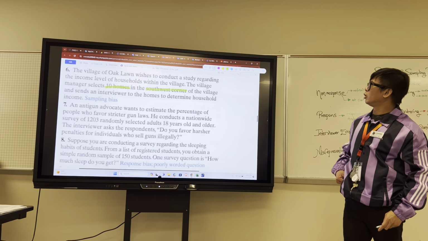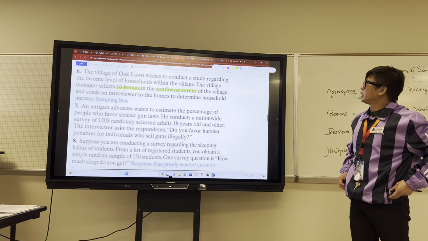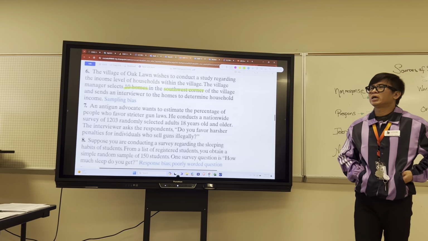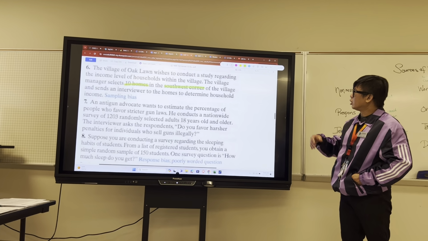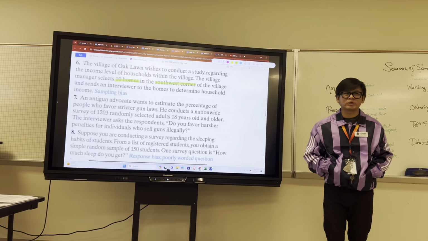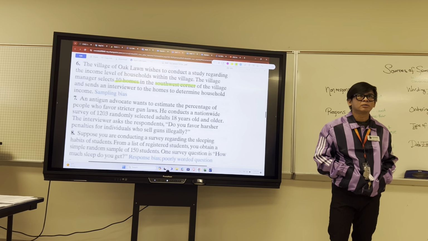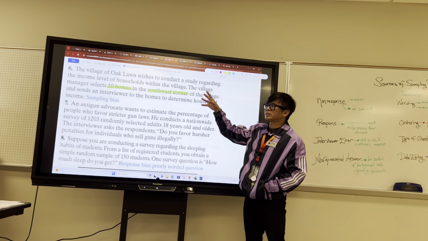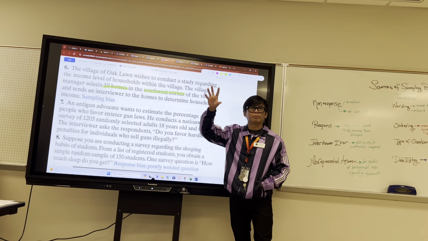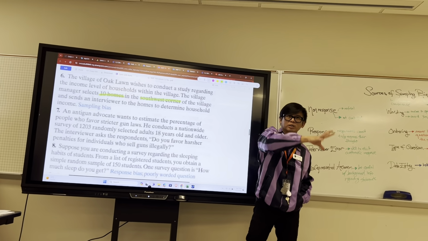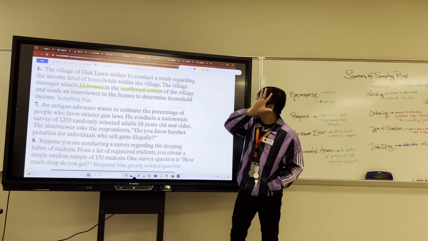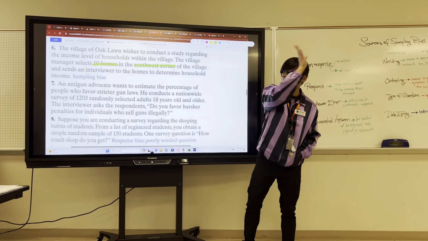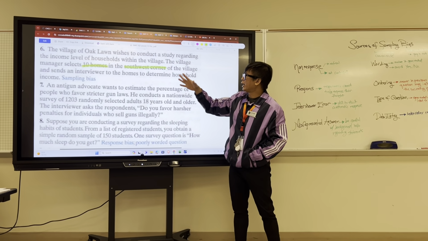income. Okay, so Oak Lawn decided to select 10 homes in just one corner of that village, right? So what's the problem with that one? Definitely with the sampling, right? Why did she choose just the southwest corner? What about the northeast? What about the east corner as well, right? Why is it that?